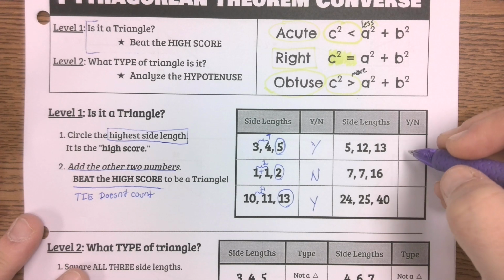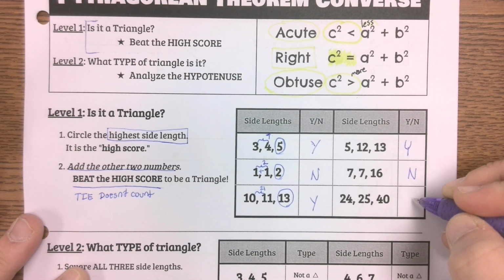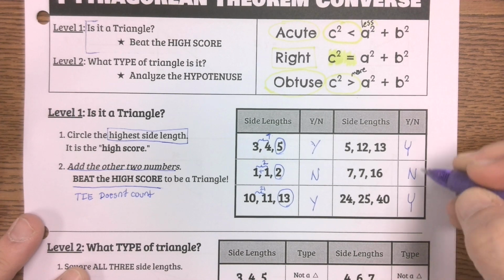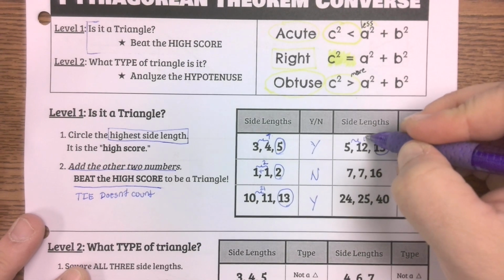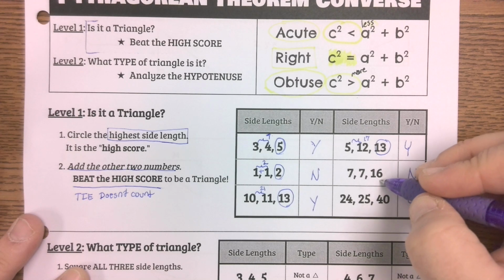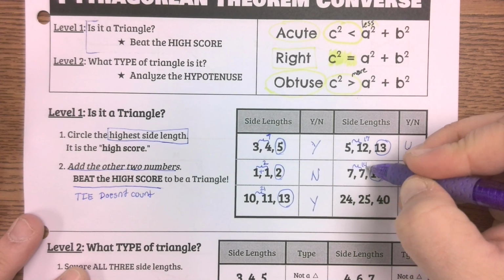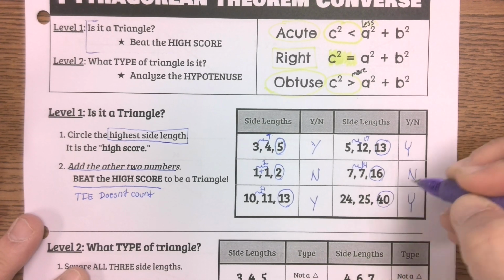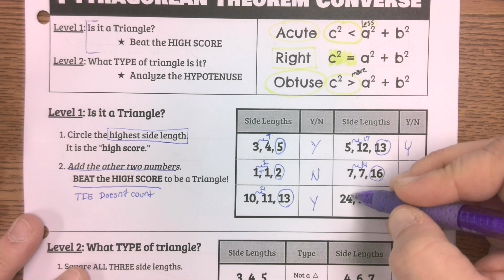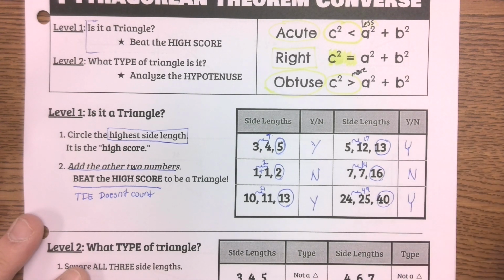Okay, so you should have gotten yes, no, and yes. Here I have 13 as my largest, and 17 beats it. Here I have 16 as my largest, and 14 does not beat the highest score of 16, so it is not a triangle. And the last one, 40, was our largest. And when we add these together, we get 49, which is clearly larger.